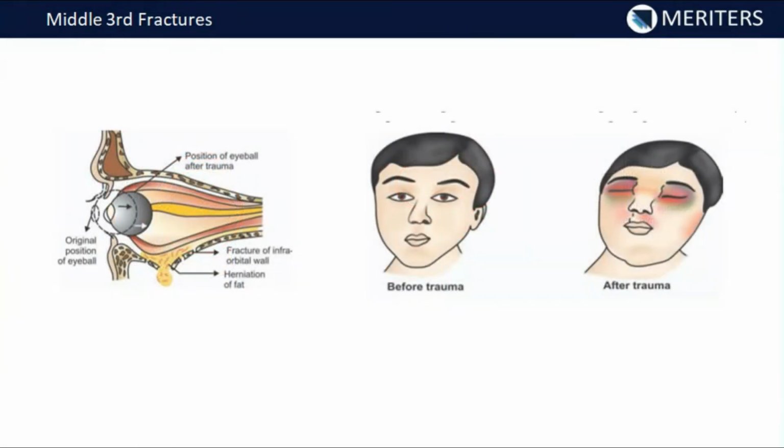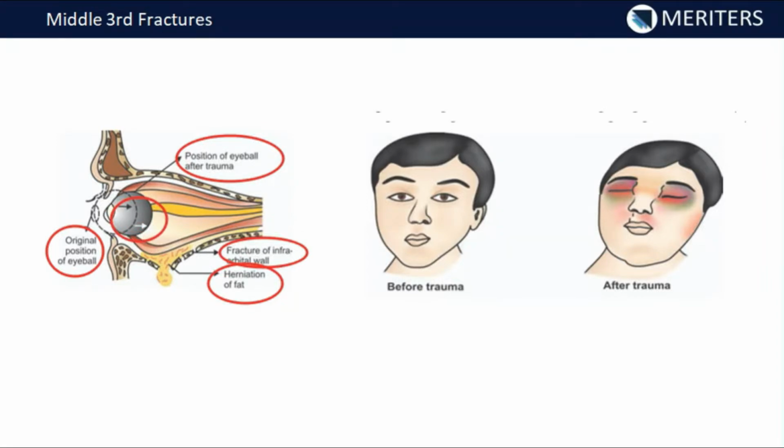Now the third symptom can be the enophthalmos. As we can see here, the original position of the eyeball is this. Due to the fracture of the infraorbital wall, herniation of fat occurs inside this fractured segment, and that changes the position of the eyeball after the trauma. So again, due to an increase in the size of the orbit, either due to herniation of its content or because of separation of fractured bone, there can be enophthalmos, and this enophthalmos is basically the inward movement of the eye. We can see the arrows here, the eye has moved towards the inner side.